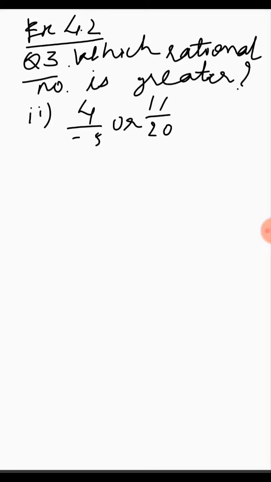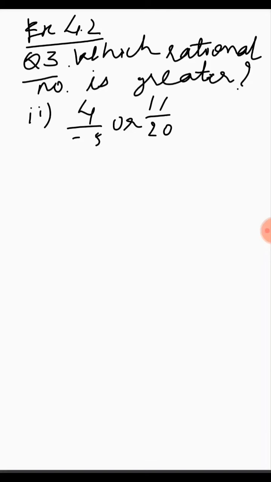Students, let's study exercise 4.2. It's question number 3. Question is what? Which of the two rational numbers is greater in each of the following pairs? Here I am going to take the second example. What is that? 4 by minus 5 or 11 by 20.